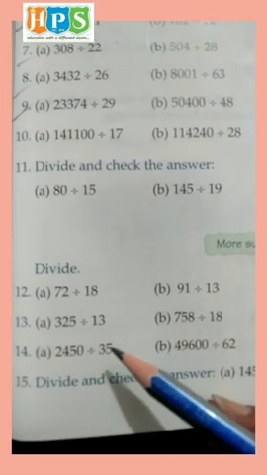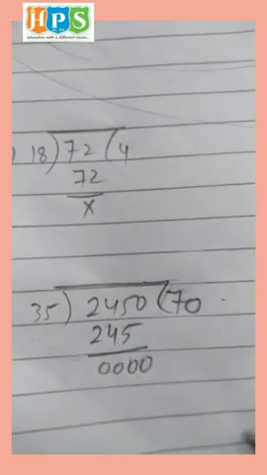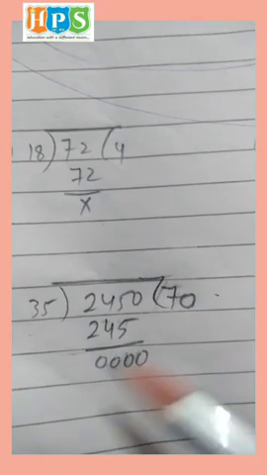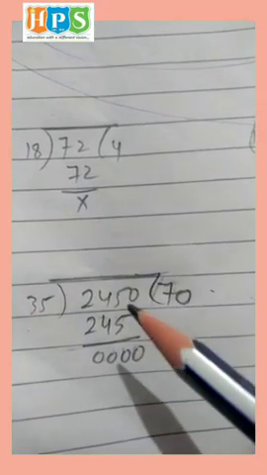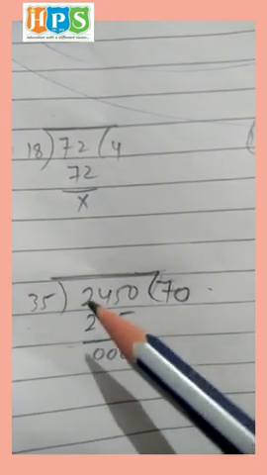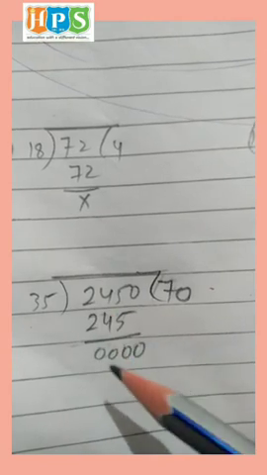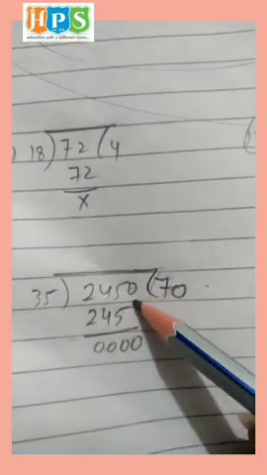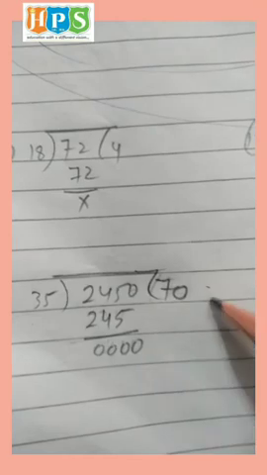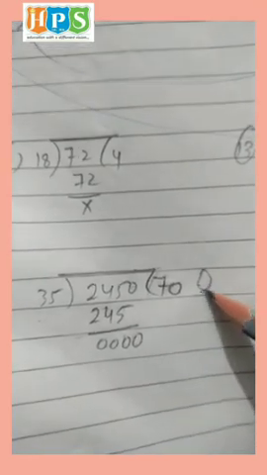Question 14a. 2450 divide 35. 35 7s are 245. 5 minus 5, 0. 4 minus 4, 0. 2 minus 2, 0. What is left? 0. We write 0. So quotient 70.